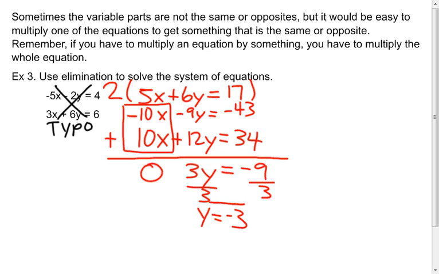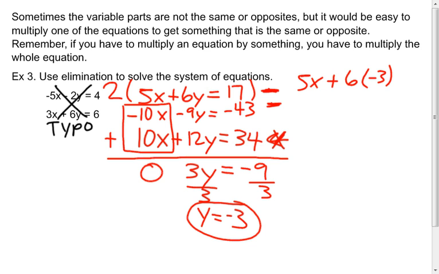That's half my answer. Now I take that and I plug it into one of the two equations I started with. Not this one. That wasn't one I started with. I had to multiply to get that one. So I'm not going to do that one. I'm going to do one of these first two. Doesn't matter which one. I'm going to plug it into the top one because there's less negative signs in that. So 5x plus 6, and instead of y, I'm going to write in my negative 3, equals 17.